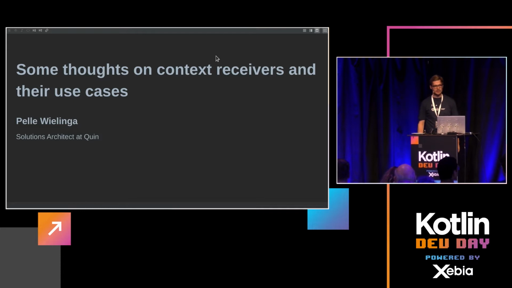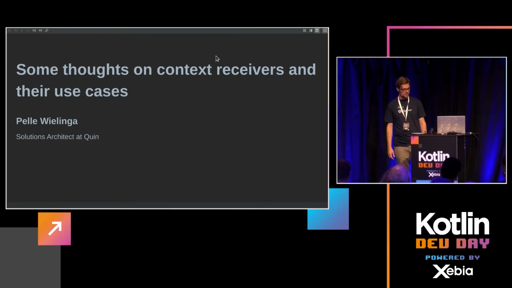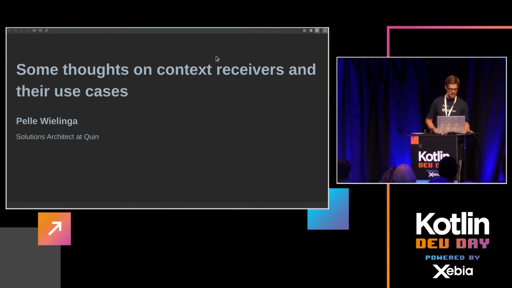So who am I? I'm Pelle. I'm a solutions architect at Quinn. I've been doing software development for about 10 years, mostly in JVM-based languages and now Kotlin. I've been doing that for about 2.5 years at Quinn now. It's been a really interesting journey seeing that grow from a very small company to what it is now, and I learned a lot about technology and about people. But that's not what I'm talking about today. It's about the context receivers.